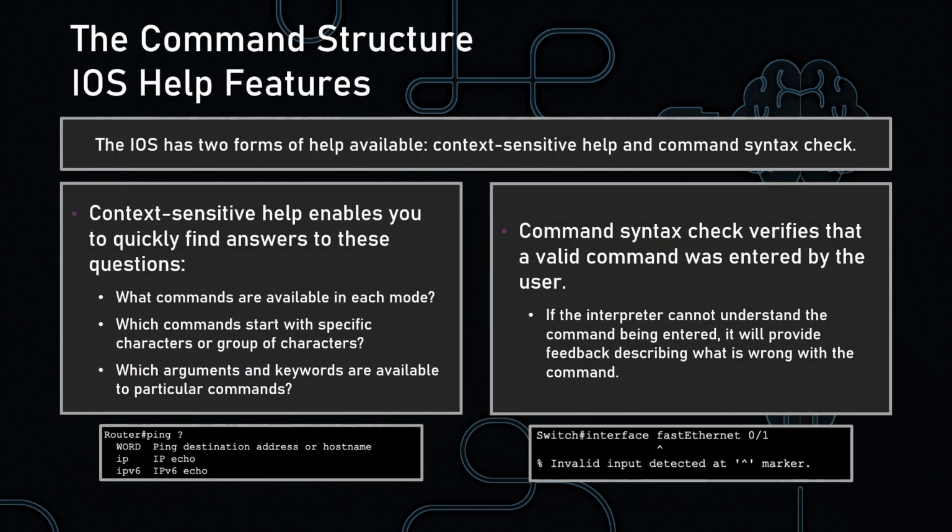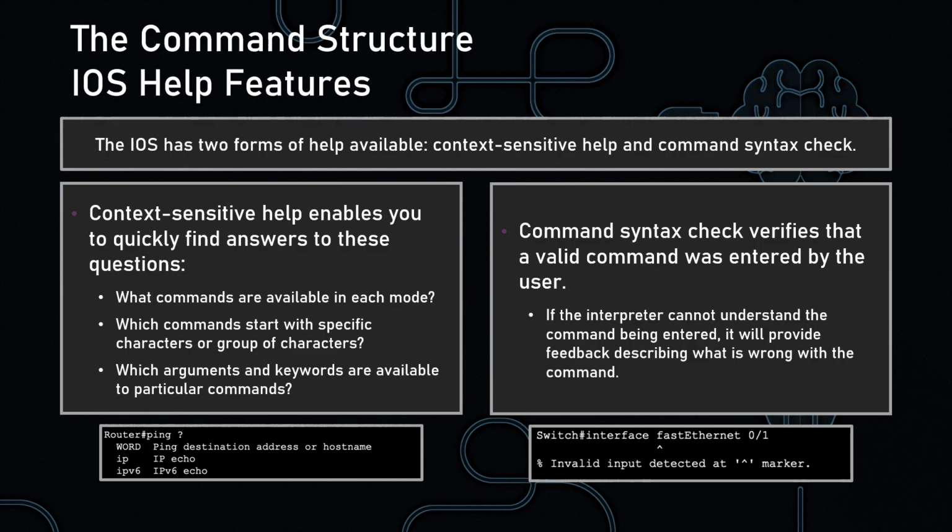IOS has two forms of help available, which is what I've been kind of hinting at: context sensitive and command syntax check. Context sensitive help lets us find answers to questions like: what commands do I have access to based on the mode? What commands start with a particular character or group of characters? Or, I know what keyword or command I want to use, but I don't know what the parameters are to activate it. For example, if you wanted to set up the clock and you typed in the word clock and hit question mark, it would tell you what the next parameter is. You would do it sequentially: clock, set, and then you start doing your arguments to pass that through.